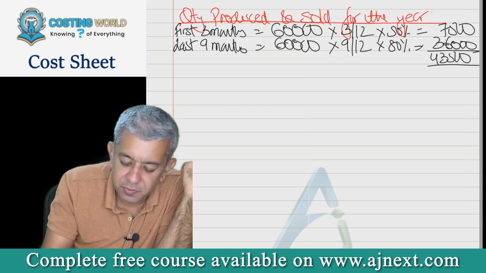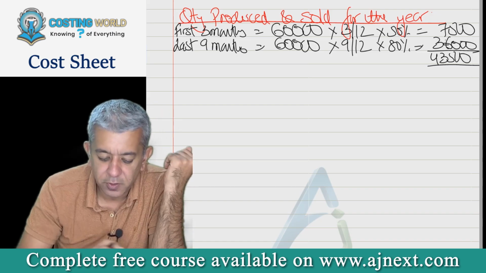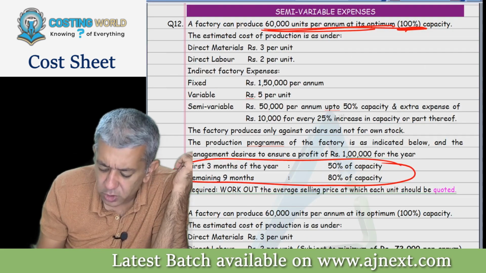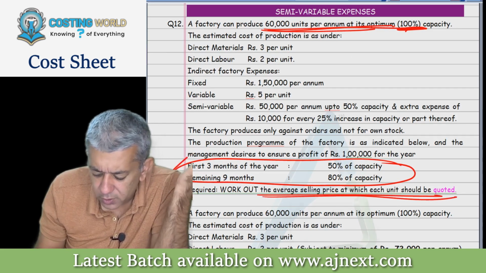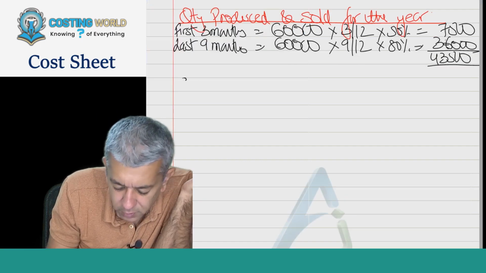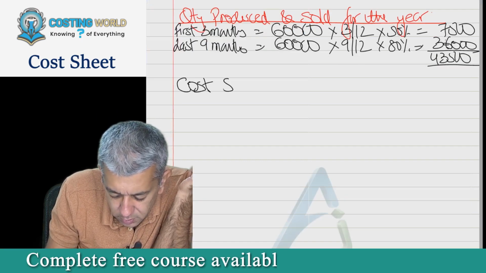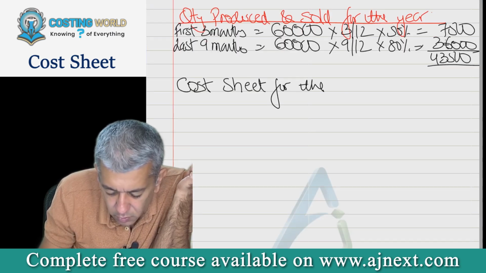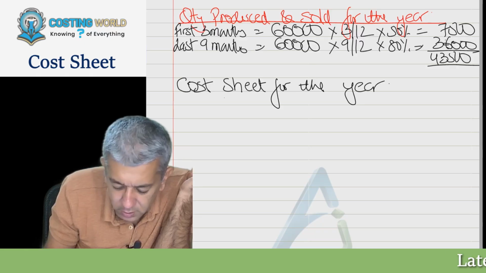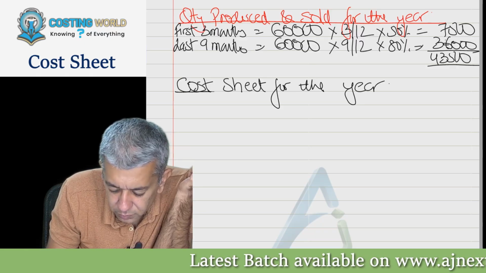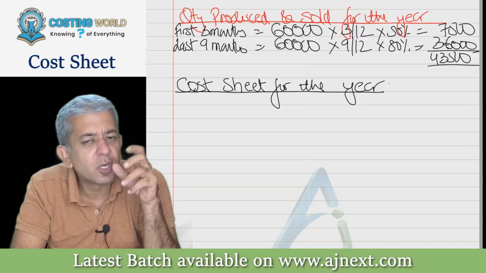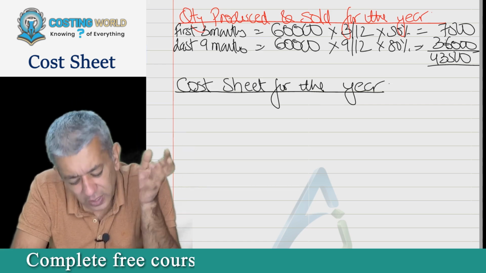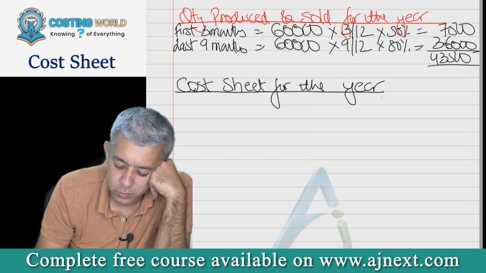Now this is done. Further, let's start making the cost sheet. You want to be fixing up the selling price, no? So therefore, we'll make the cost sheet. You all write down cost sheet for the year. Or instead of that, you can also write calculation of selling price. That's also okay, because ultimately we'll make a cost sheet only for that also.